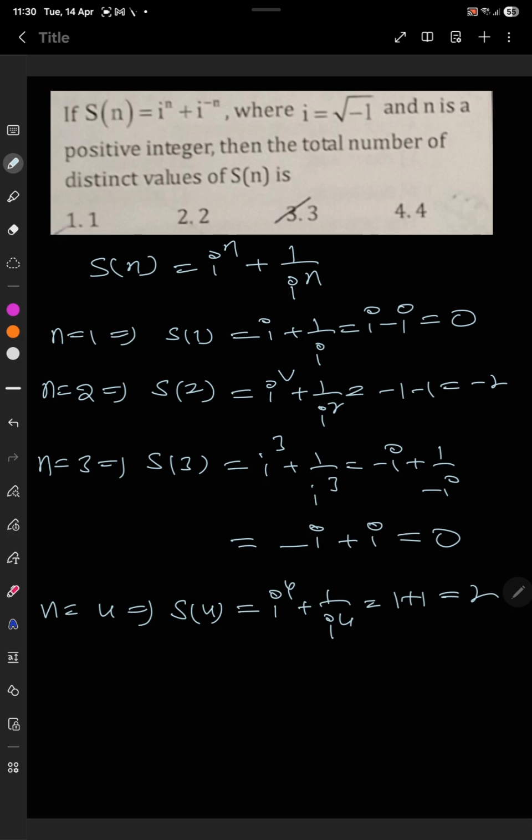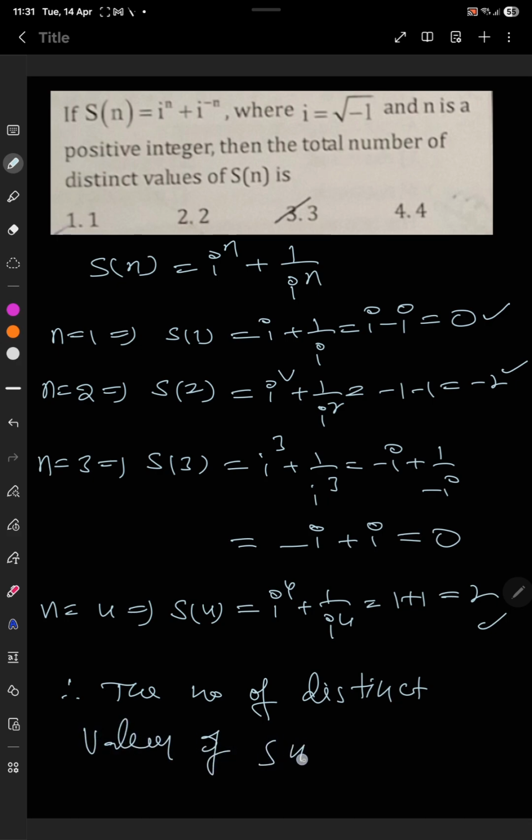So these are the 4 values of S1, S2, S3 and S4, and we know that S5 is equal to S1, S6 is equal to S2, S7 equal to S3 and S8 equal to S4, and they recycle. Every four values are recycled. So the distinct values are 0, minus 2, 2. So therefore the number of distinct values of Sn are 3, that is the third option.